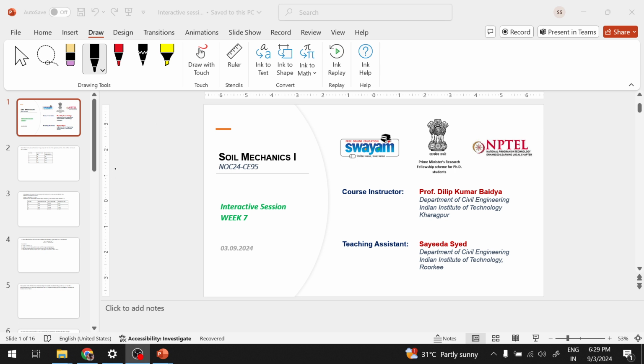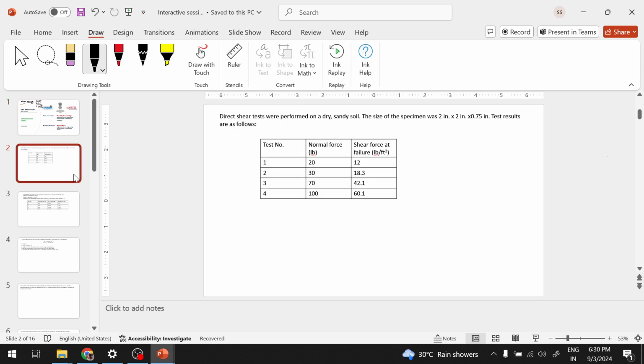And today we will be covering topics on shear strength of soil. Some of it we did last time, but that was very basic. We studied about the Mohr circle. Today we will do some questions on direct shear test, triaxial test, maybe an unconfined compression test. And this is what has been covered in week 7, and we will be doing some questions on this. So let's move on to the first question.